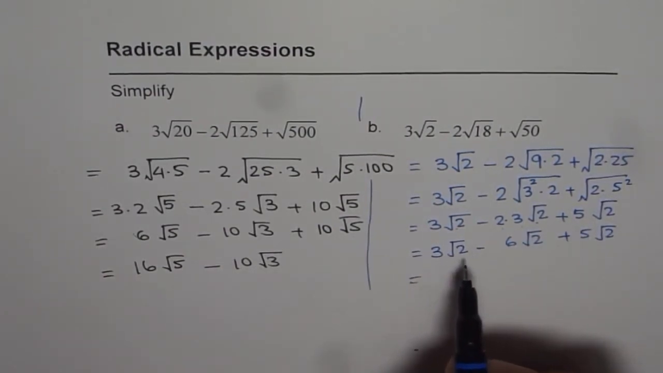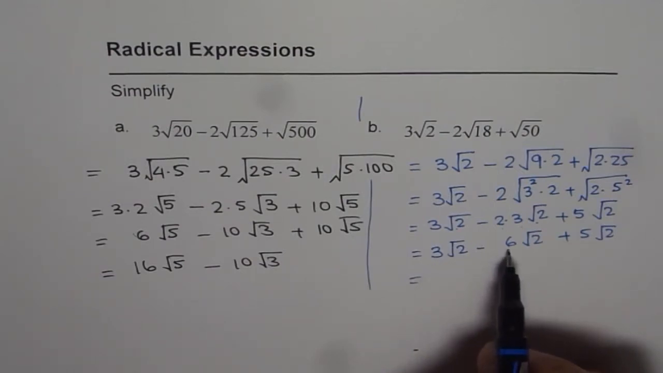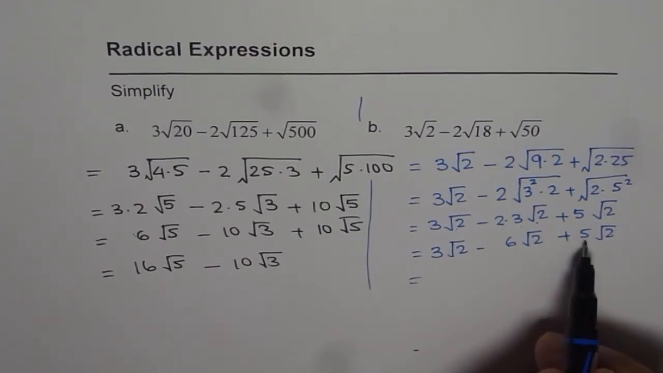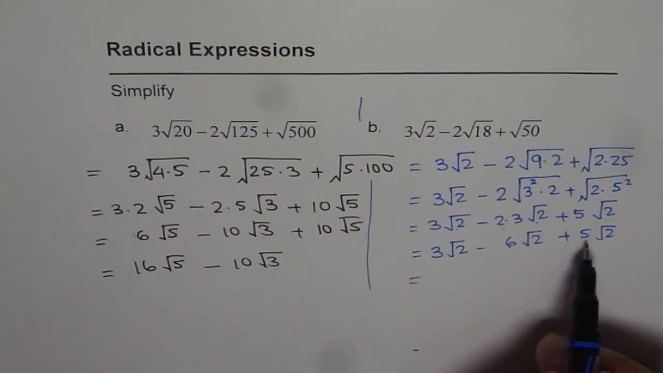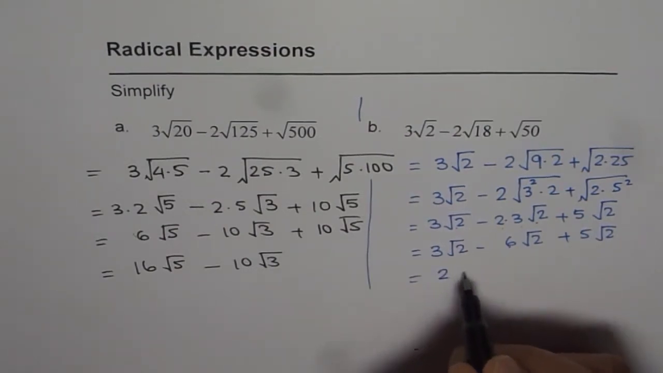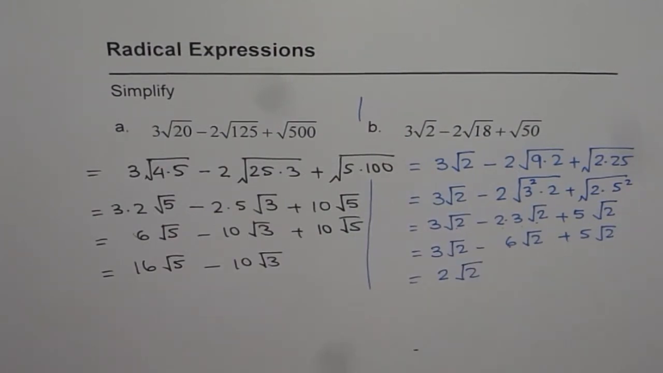Now 6 is a negative term. 3 and 5 are positive. 3 minus 6 is minus 3. Minus 3 plus 5 is 2. So we get 2 square root 2 as our answer.